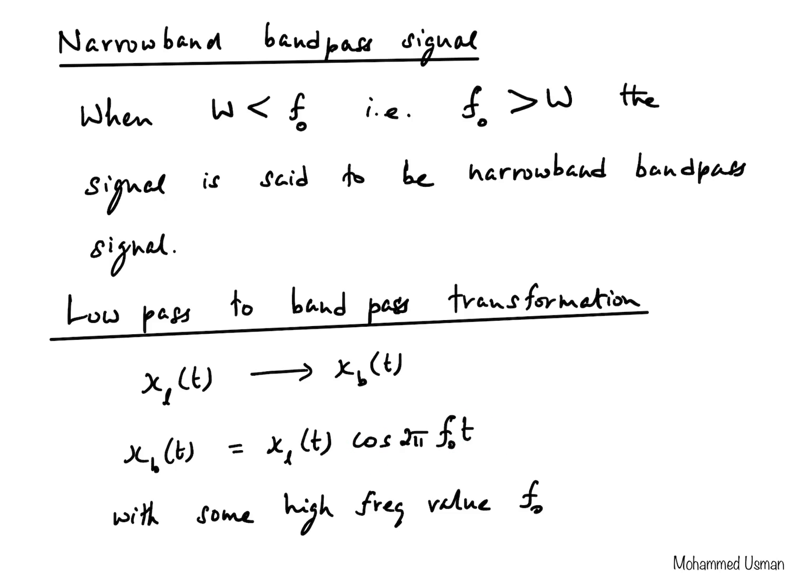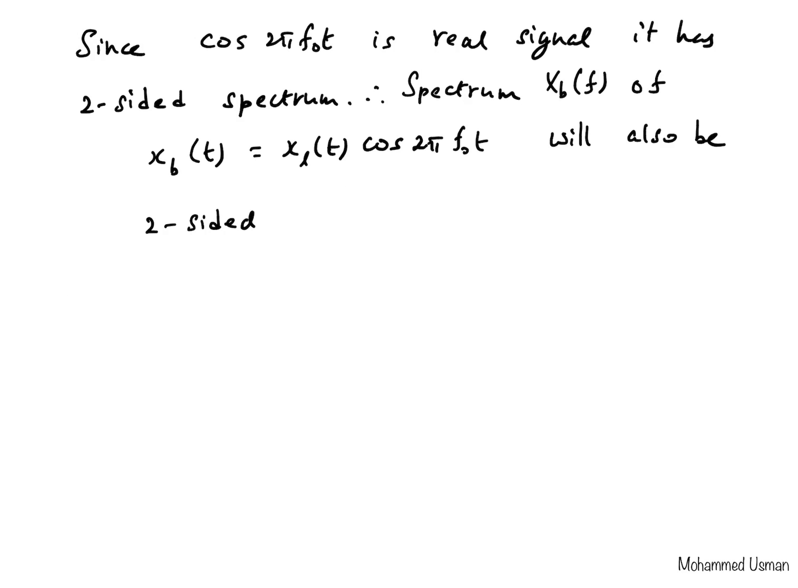And again, because this is a real carrier signal, the spectrum will be two-sided. If it was a complex carrier signal, e power j 2 pi f naught t, multiplying this, then we'll end up getting a single-sided spectrum. So since our cosine 2 pi f naught t is a real signal, its spectrum is two-sided, and therefore multiplying this low pass signal with a real signal will produce a band pass signal, which is also two-sided. That is what we have stated here. Because cosine 2 pi f naught t is a real signal, its spectrum is two-sided, and therefore the spectrum XB of f that we obtain for XB of t by multiplying the low pass signal with cosine 2 pi f naught t will also be two-sided.